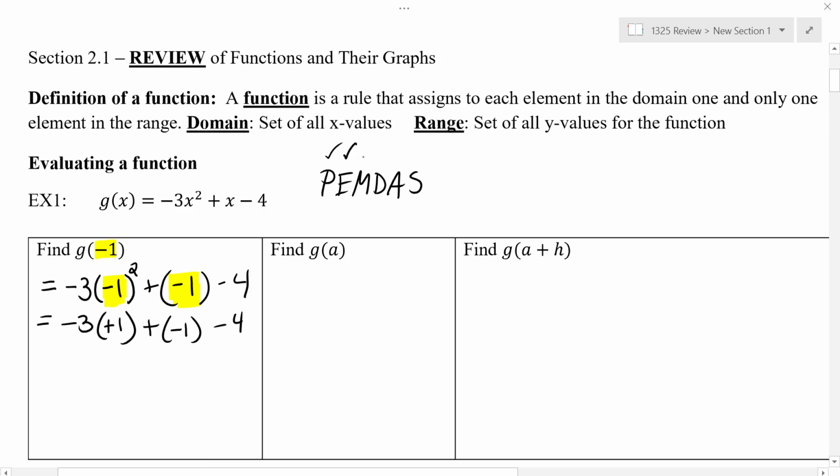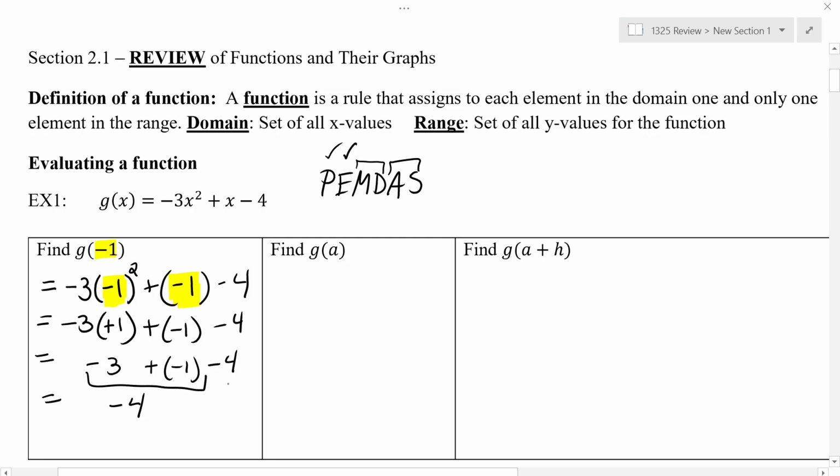The next thing we do is any multiplication or division as they appear from left to right. We do have some multiplication. Negative 3 times a positive 1 gives me a negative 3. The last thing that we do is any addition or subtraction as it appears from left to right. So we have negative 3 plus a negative 1. That gives me a negative 4.